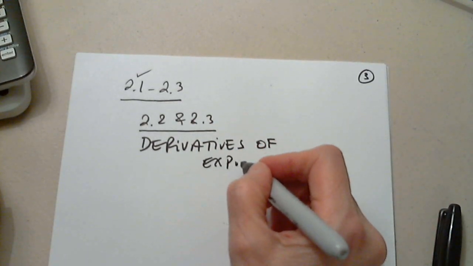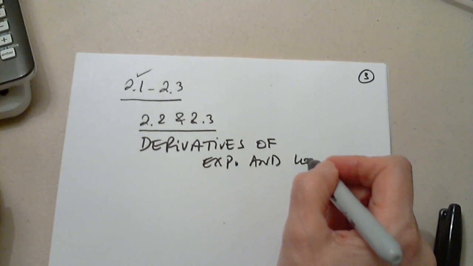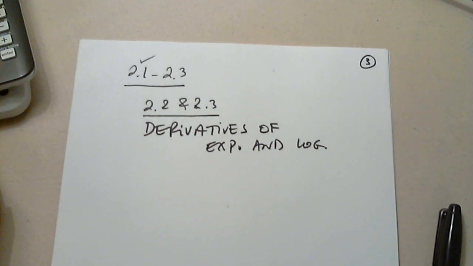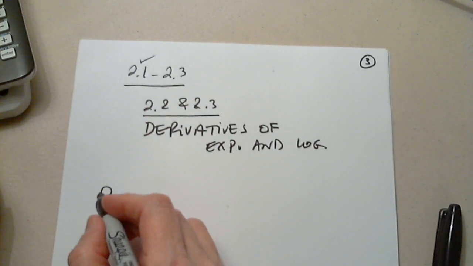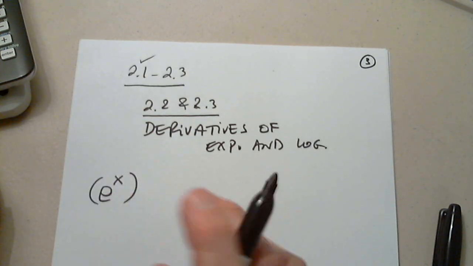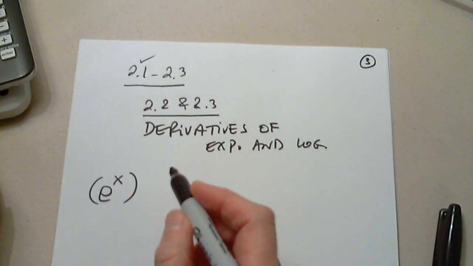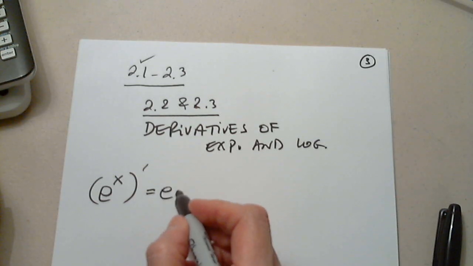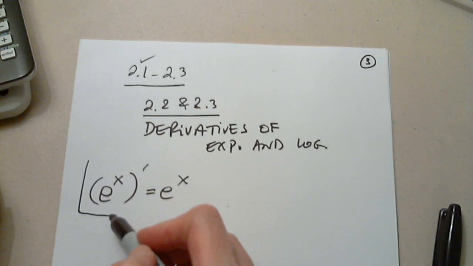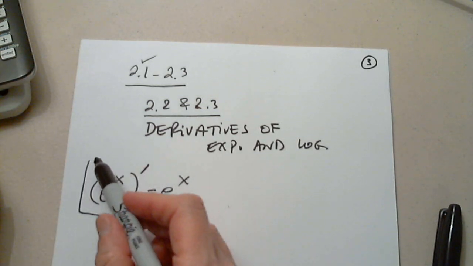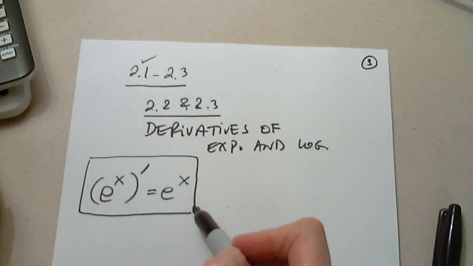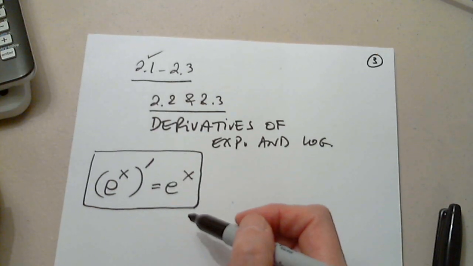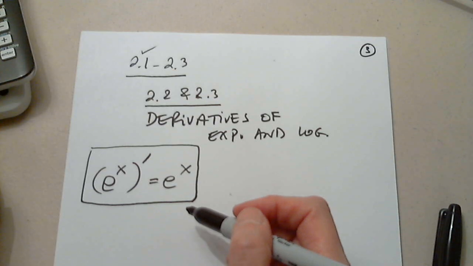Exponentials and log functions. So the easiest function to work with and find the derivative is this. Yep, you may not believe it, but that's true. The derivative of e to the x is e to the x. Can it be easier than that?